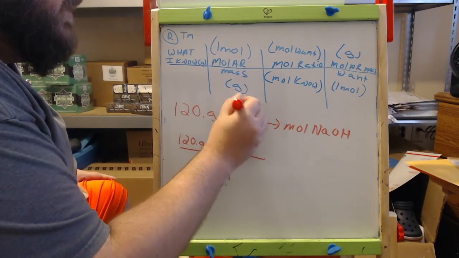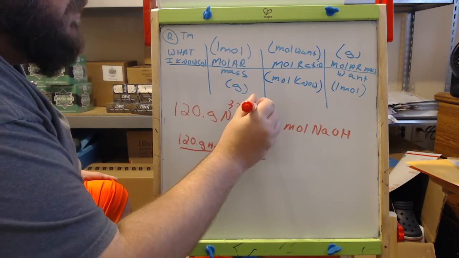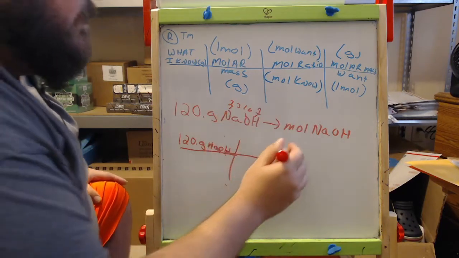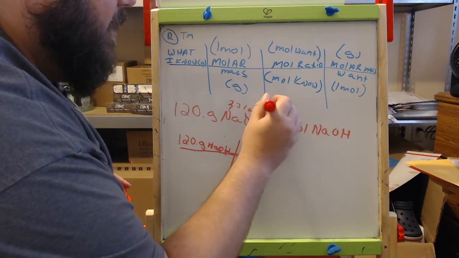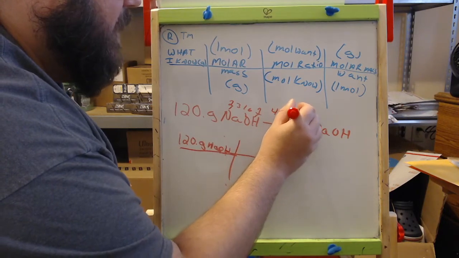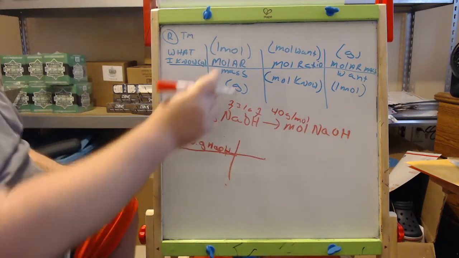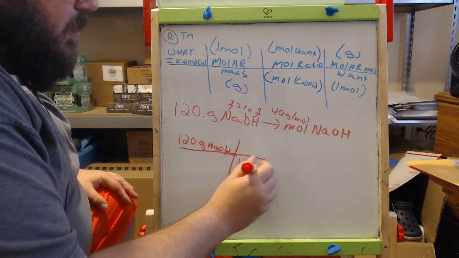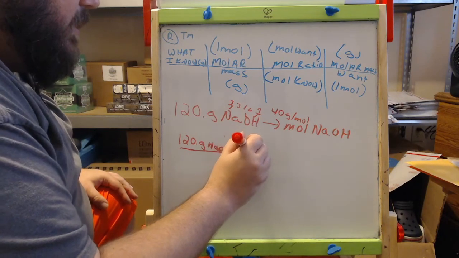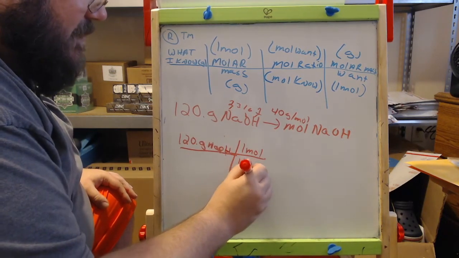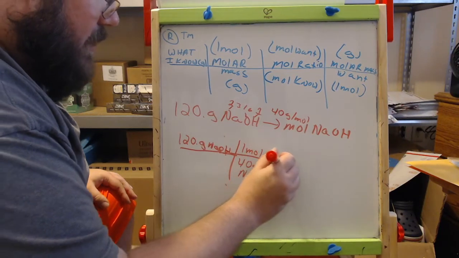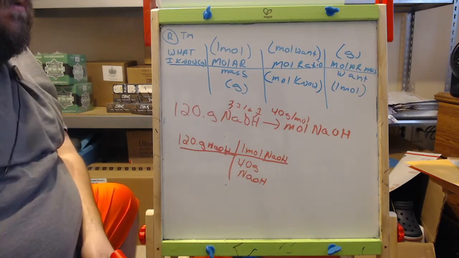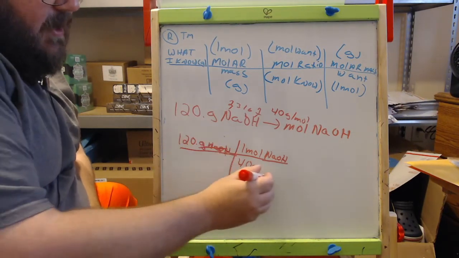Sodium is 23. Oxygen is 16 and hydrogen is 1. So 23 and 16 is 39 and 1 is 40. So the molar mass of sodium hydroxide is 40 grams per mole. So the grams go on the bottom to cancel out, 40 grams per mole, and then 1 mole on top. Now I suggest you write it out completely, sodium hydroxide, sodium hydroxide. And then we cancel out. Grams cancel out, grams cancel out.